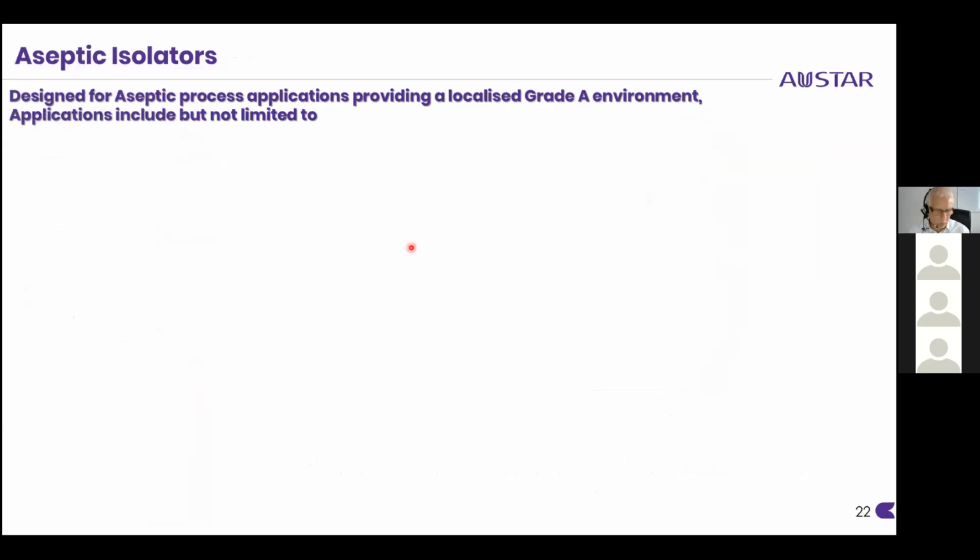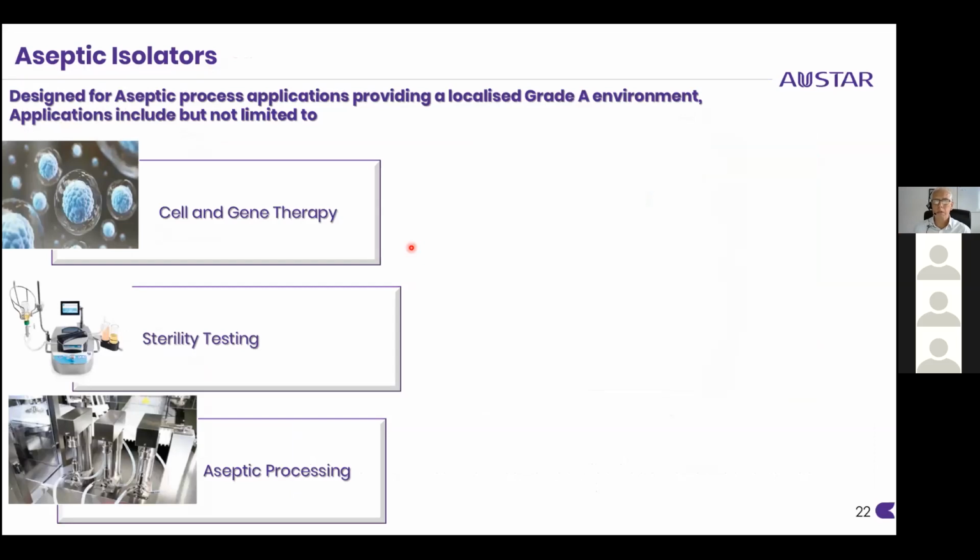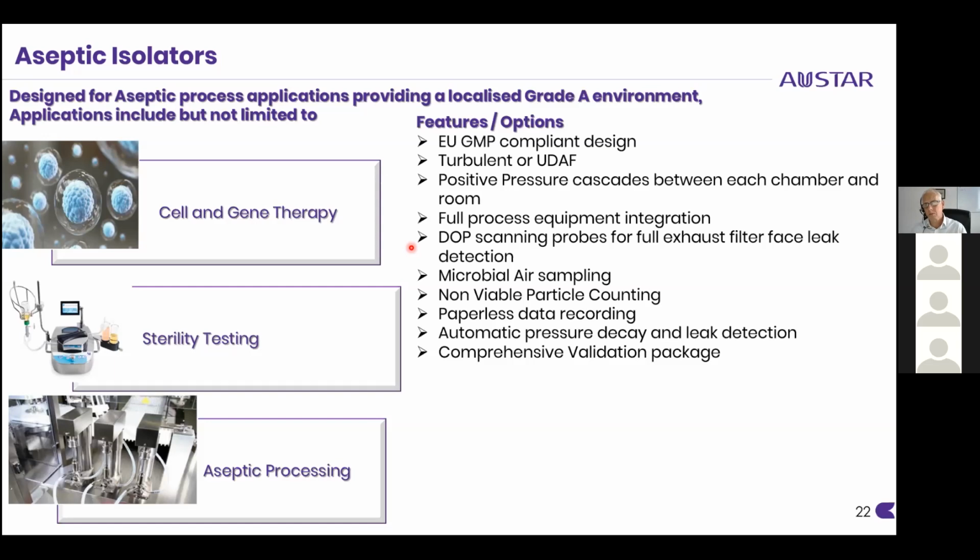Aseptic isolators, again, rigid wall, but these are designed for aseptic process applications. Inside the isolator, providing a localized grade A environment. The applications can include, but are not limited to, cell and gene therapy, sterility testing, and aseptic processes of any type. Features and options. Obviously, we're always compliant, but you can have aseptic isolators with turbulent or unidirectional airflow, usually positive pressure.